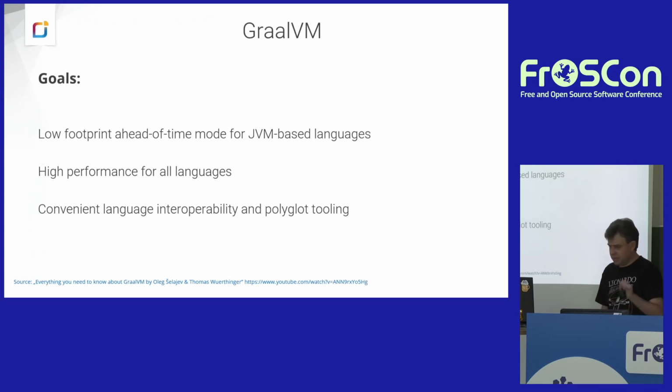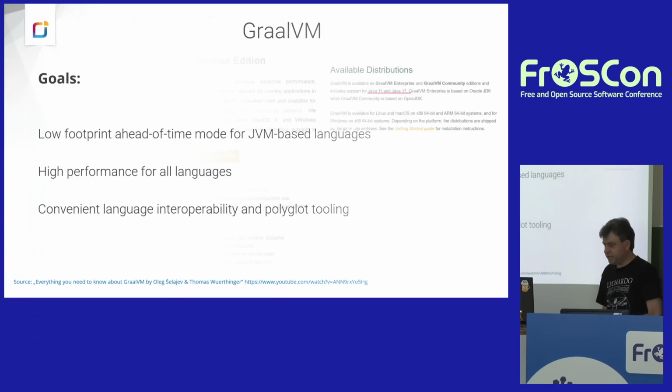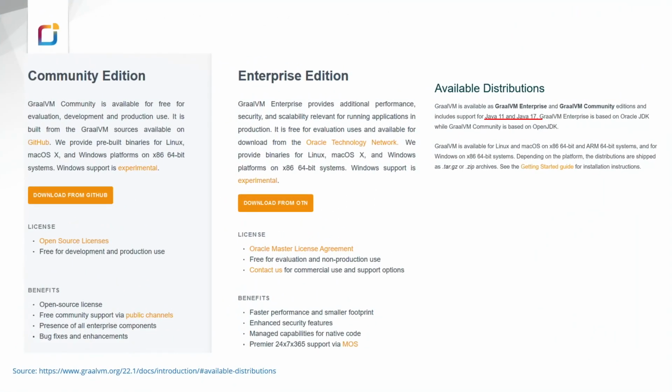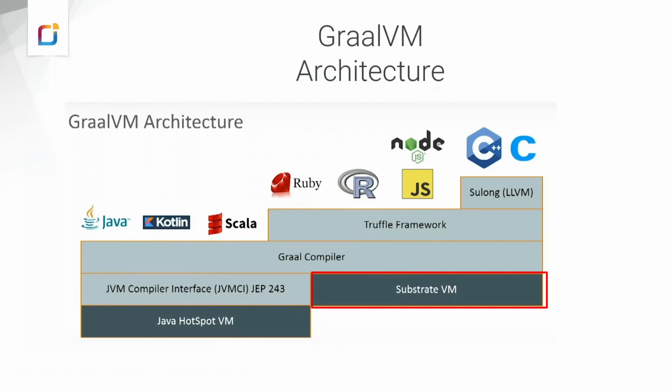There is also interoperability of languages, which is kind of out of topic for here. What is also important, GraalVM works only with the long-term Java versions. So currently 11 and 17, so there is no GraalVM for 15, or at least I didn't find it. So what's interesting with this GraalVM is exactly this Substrate VM.